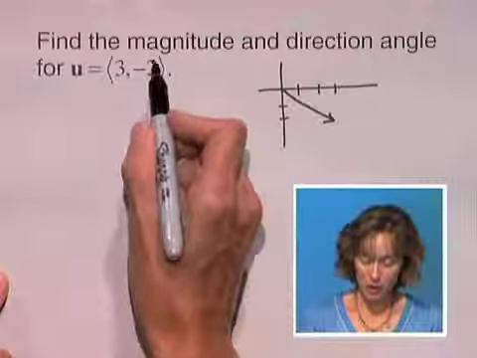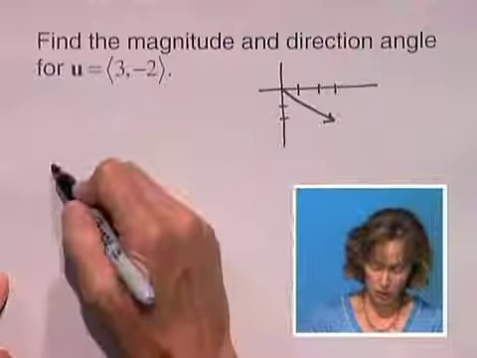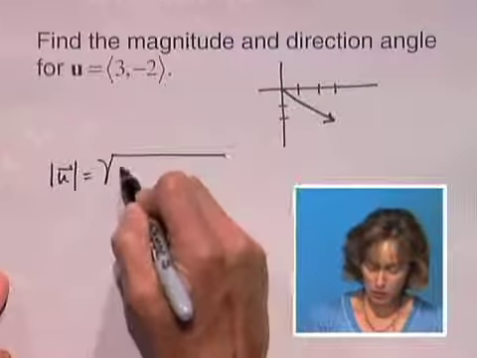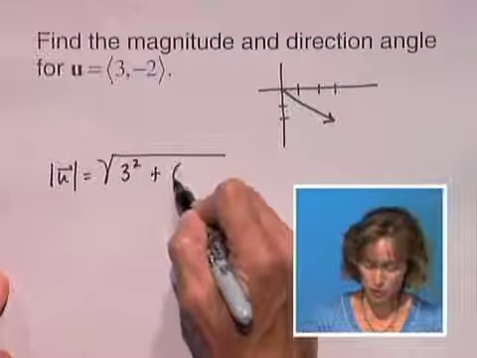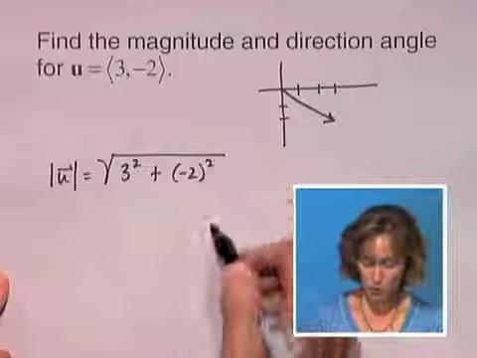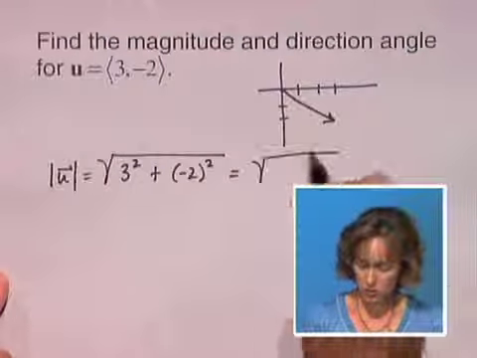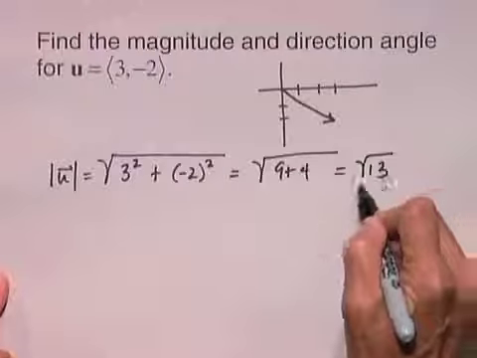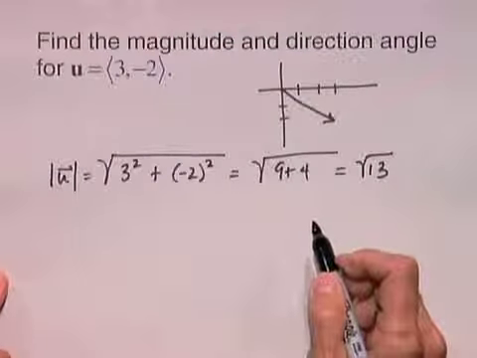To find the magnitude of vector u, what we find is the square root of the sum of the squares of the components, which is the square root of 9 plus 4, or the square root of 13. The magnitude of the vector is the square root of 13.